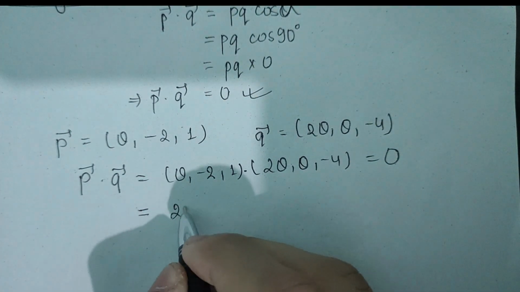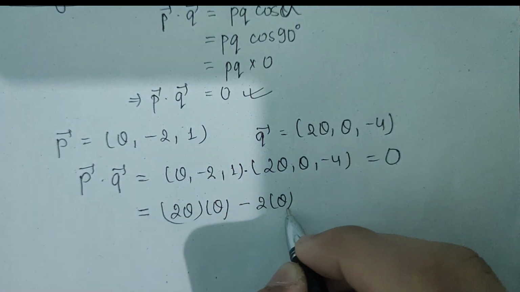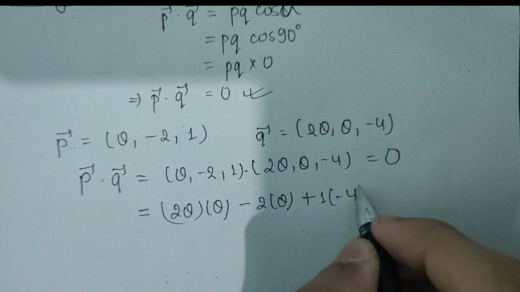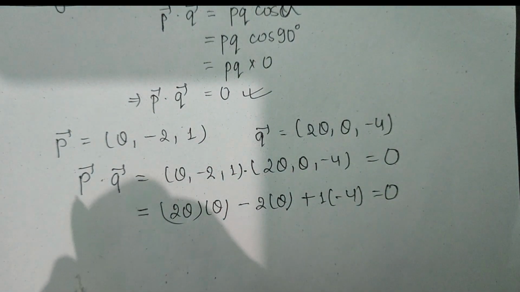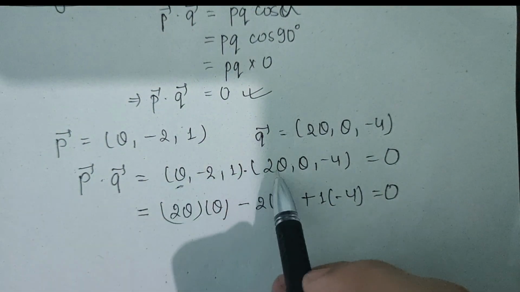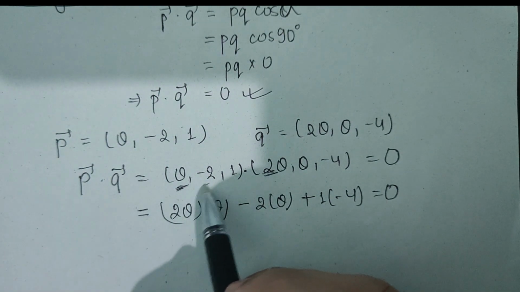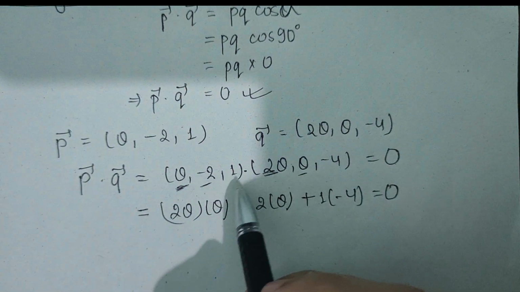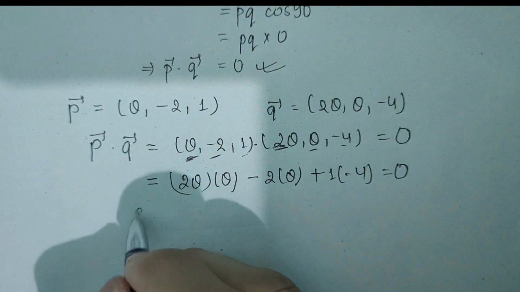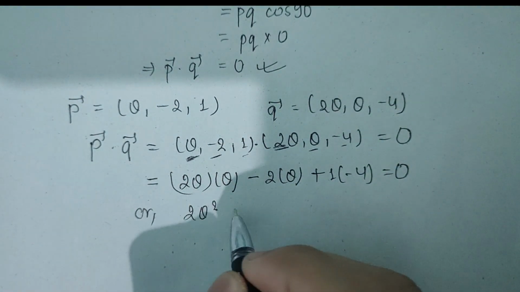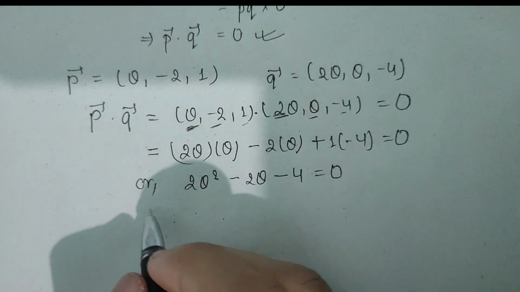So we will be getting 2 theta times theta, minus 2 times theta, plus 1 times minus 4, which will be equal to 0. Now remember, in scalar product we don't multiply each term with every term, we just multiply the corresponding terms: coefficient of x-axis with x-axis, y-axis with y-axis, z-axis with z-axis. That's what we do. Alright, so we'll be getting 2 theta squared minus 2 theta minus 4 equals 0. Now take 2 common and throw it out.